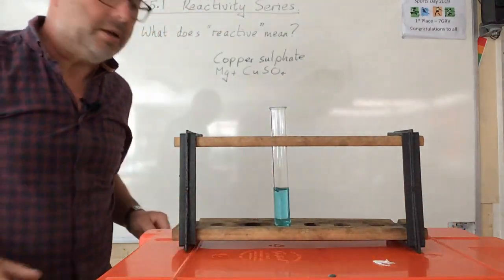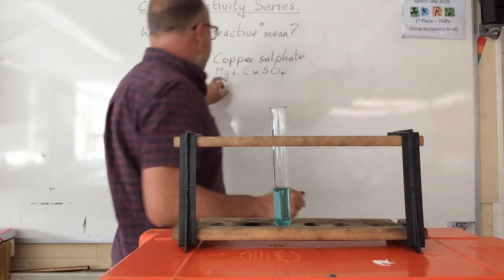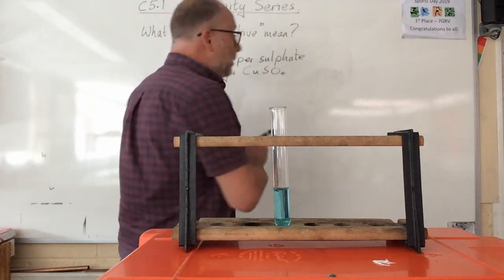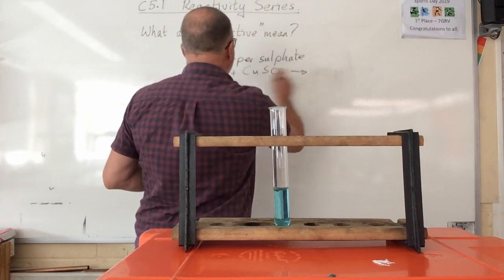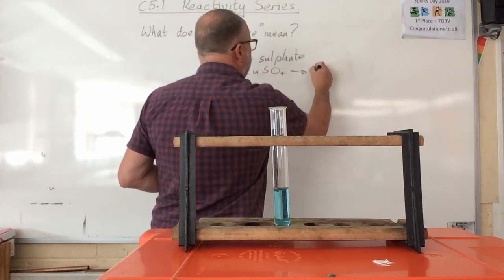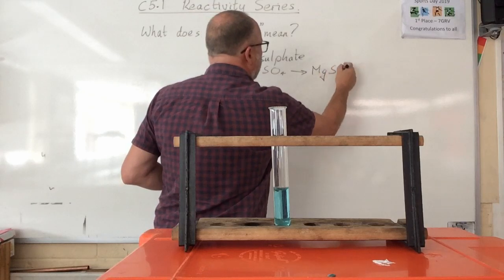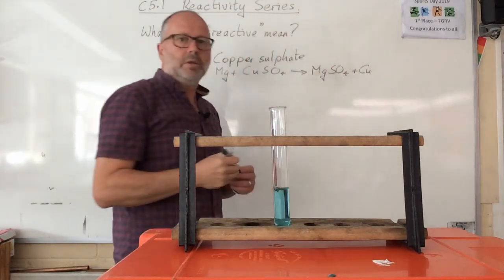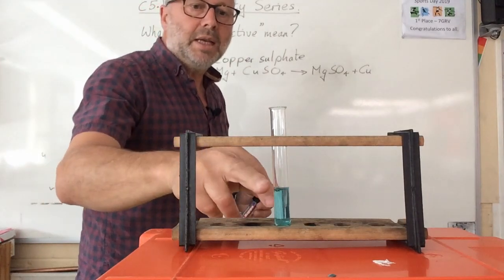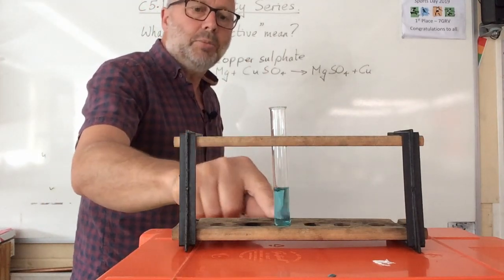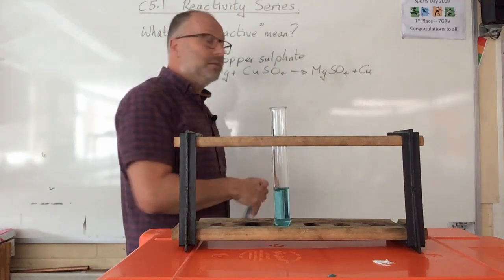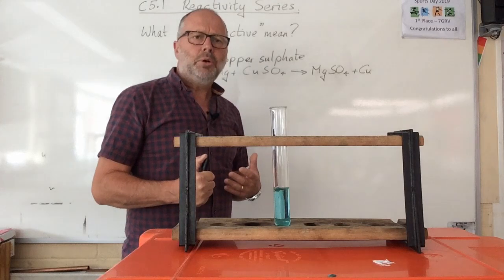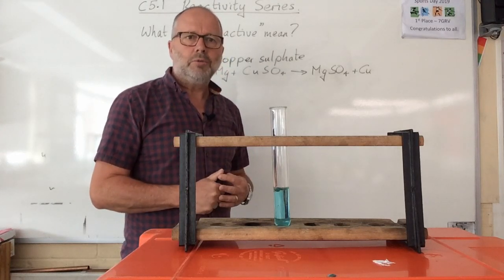And what's happening there is that the magnesium's come along, it's met some copper sulfate, and it says, I'm having that off you. And so the magnesium takes that and it becomes magnesium sulfate, and the copper then gets left on its own. So if we were to leave this, the magnesium would all disappear and there'd be little bits of copper appearing at the bottom here, because the magnesium displaces one thing away from the other. And we use this so that we can put metals in order of reactivity.